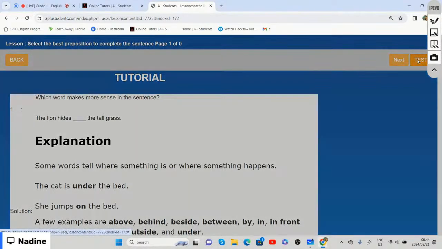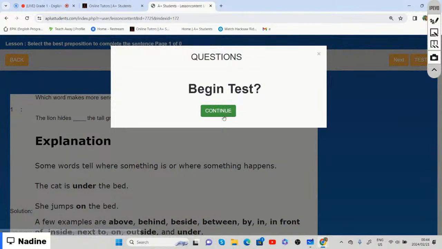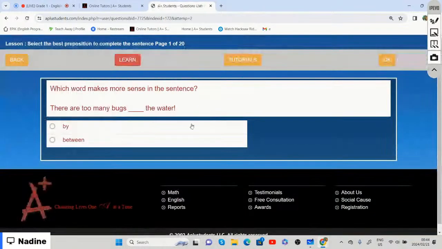All right, now let's go to our test. Which word makes more sense within the sentence? There are too many bugs in the water. Do we say there are too many bugs by the water, or there are too many bugs between the water? We need to choose the correct preposition.